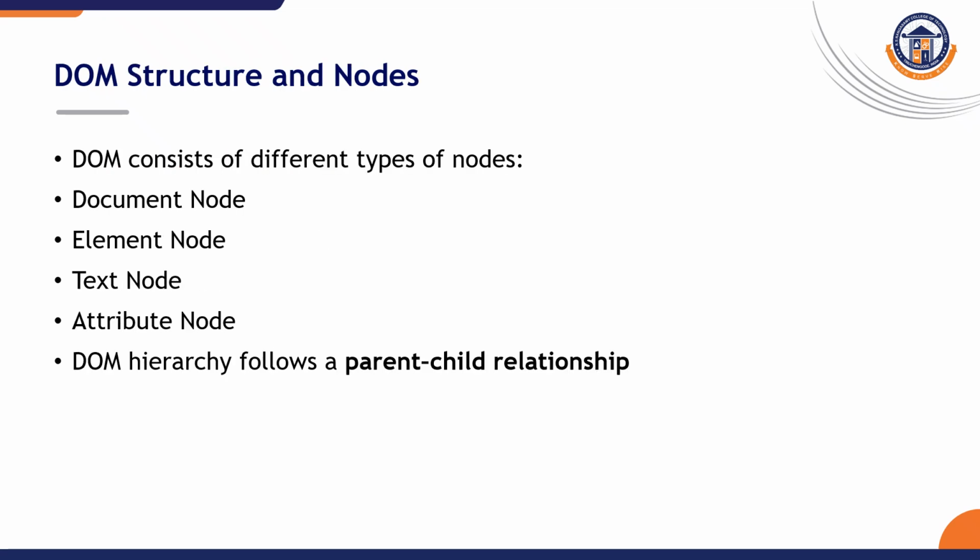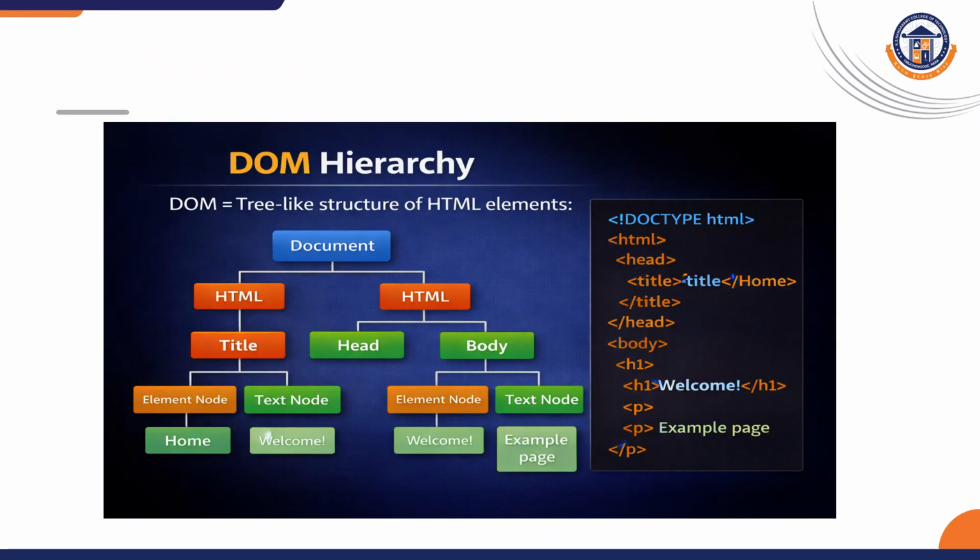DOM structure and nodes. DOM consists of different types of nodes: document node, element node, text node, and attribute node. DOM hierarchy follows a parent-child relationship. This image explains the DOM hierarchy, how HTML is converted into a tree-like structure called DOM. DOM means Document Object Model, a tree structure created by the browser from HTML. JavaScript uses the DOM to access, modify, add or remove HTML elements.